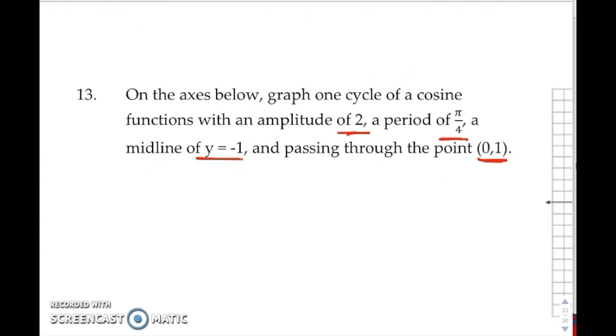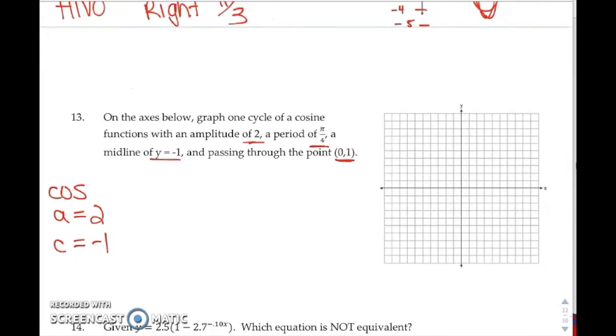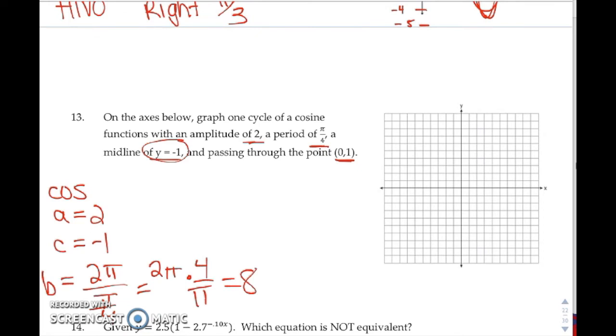First of all, I know this is a cosine curve. I know A should be 2. I know that C should be -1 because it's shifted down 1. Midline is -1. And I know that B should be 2 pi over the period, which would be 2 pi times 4 over pi, which is 8. So the equation of this should be y equals 3 cosine 8x minus 1. Oh, I'm sorry, amplitude of 2. So it should be 2 cosine 8x minus 1.